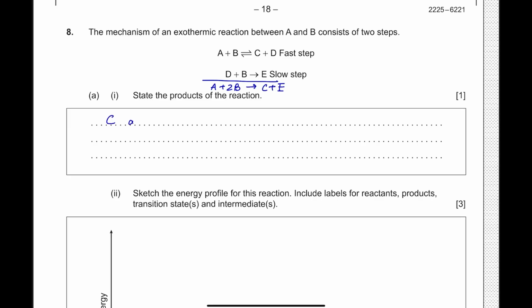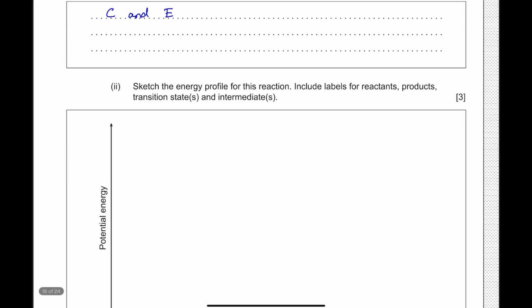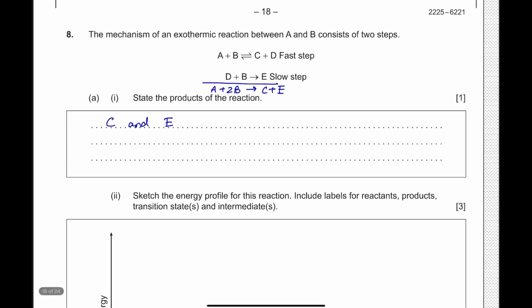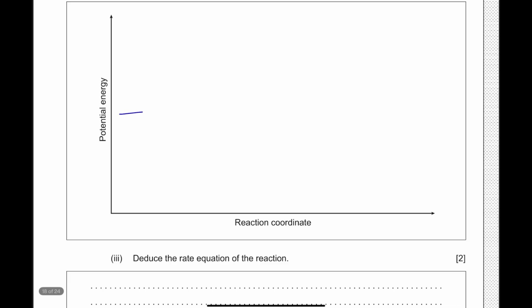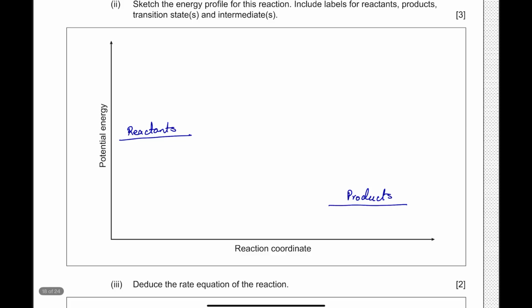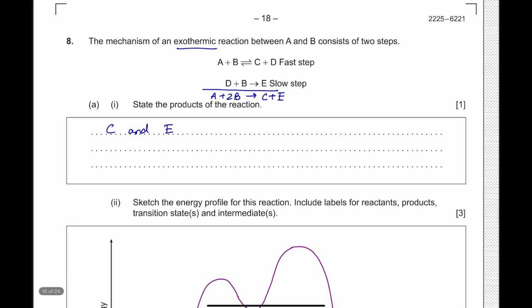Next, we have to sketch the energy profile for this reaction, indicating labels, products, transition states, and intermediate. It's an exothermic reaction, so heat is released. So reactants have higher energy compared to products. This will be products. Now here it's a two-step mechanism, so it will look like this. The second step is the slower step, so the second step will have greater activation energy.